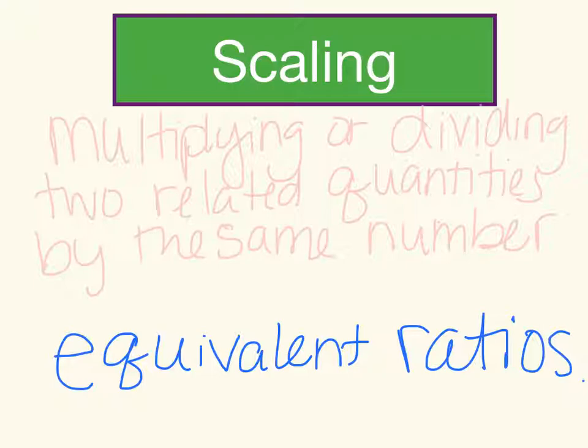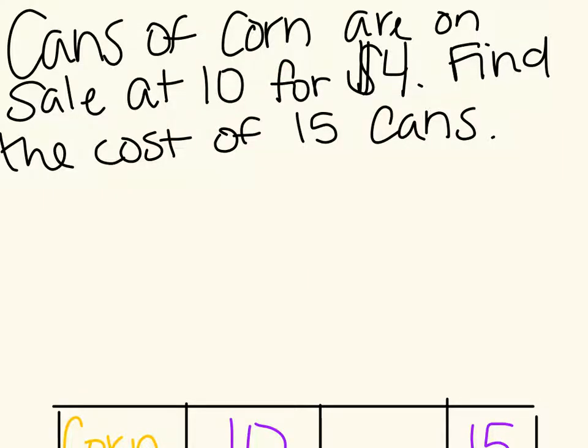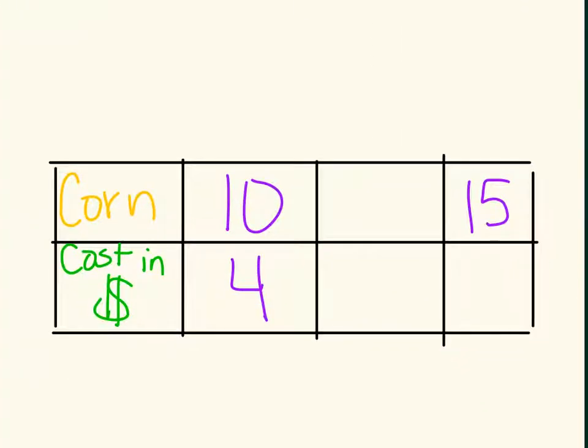So an example would be cans of corn are on sale for $4. So that's 10 cans of corn for $4. We want to find the cost of 15 cans. A question we want to ask ourselves is, is there a whole number that we can multiply 10 by in order to get to 15? Can you think of any numbers that I can multiply 10 by to get to 15? Again, it's a whole number. So I personally don't think there is.